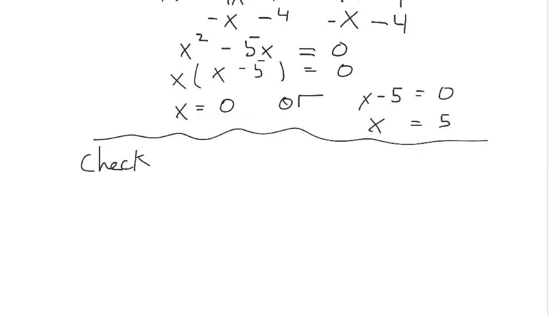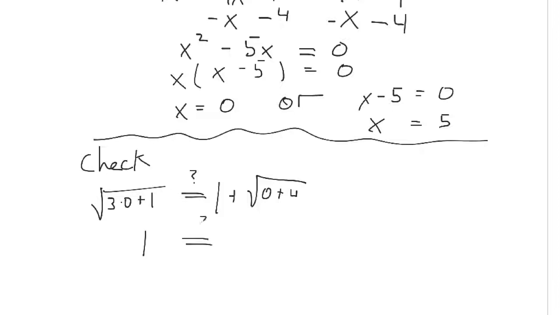Plugging 0 into the original equation, you get the square root of 3 times 0 plus 1 is equal to 1 plus the square root of 0 plus 4. So are they really equal to each other? Is 1 really equal to 1 plus the square root of 4, which is 2? No. So 0 is not going to be a solution.